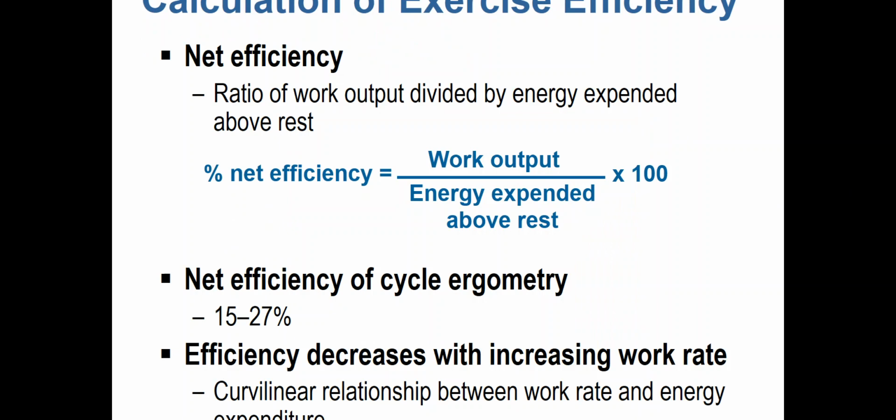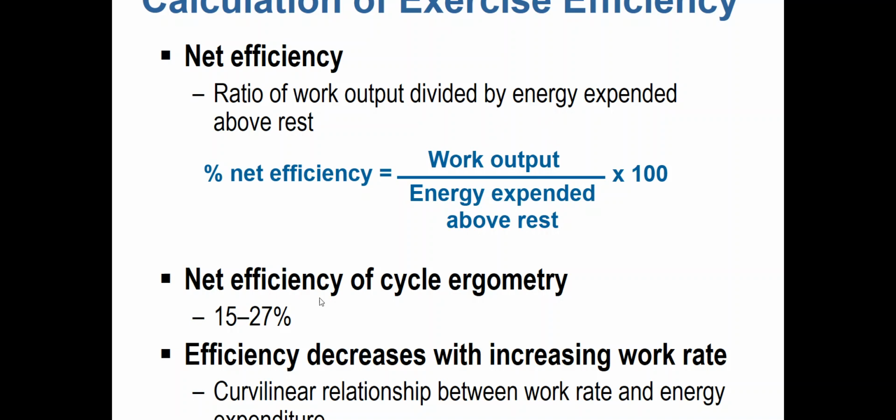And this is all to really determine exercise efficiency. The reason we need to be able to calculate these different things is we want to determine the efficiency of the individual, and we want to be able to determine the total amount of energy expended. So the net efficiency is the ratio of work output divided by the energy expended above rest. So really, if we want to determine the efficiency of the individual, we want to see what the difference is between how hard the work was versus how much more the work was over their resting metabolic rate, right?